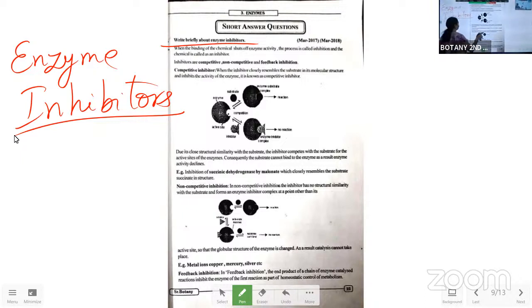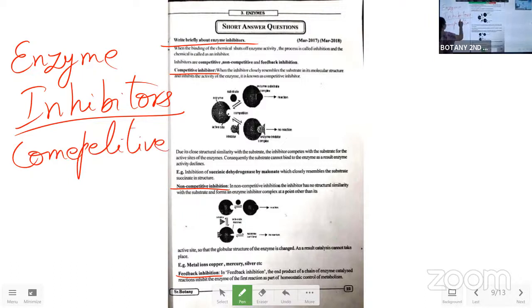And these enzyme inhibitors are of 3 types: the competitive inhibitors, non-competitive inhibitors, and the feedback inhibitors. The first one is the competitive inhibitors.